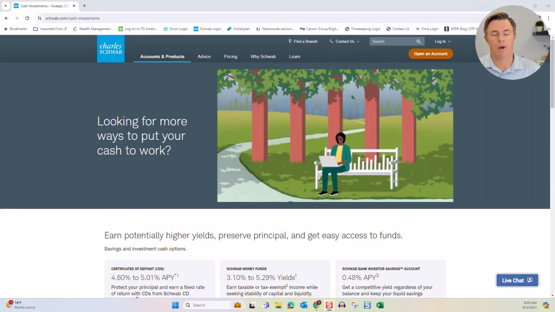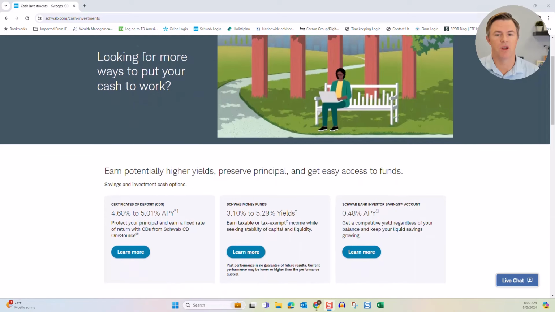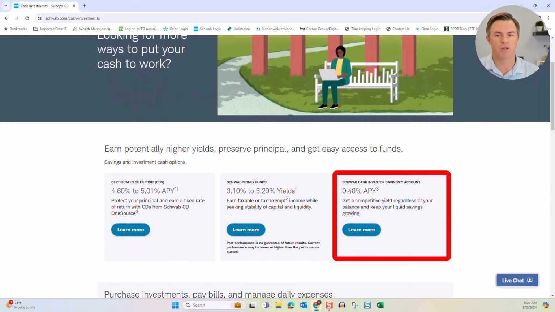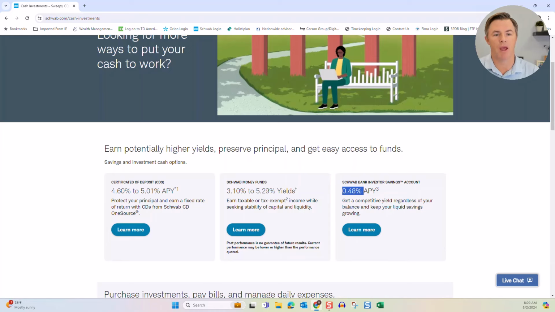So with Charles Schwab, like many other firms out there, when you put money into your account, that could be either through deposits that you're making, through selling other investments, or through dividends that hit your account that are uninvested, your money is automatically getting put into the Schwab Bank Investor Savings Program, which currently is paying 0.48%. So that is well below what many other money market funds are paying. But Schwab does offer other options, but you have to take the necessary steps to actually move your money from the bank investor savings money market to one of the others.